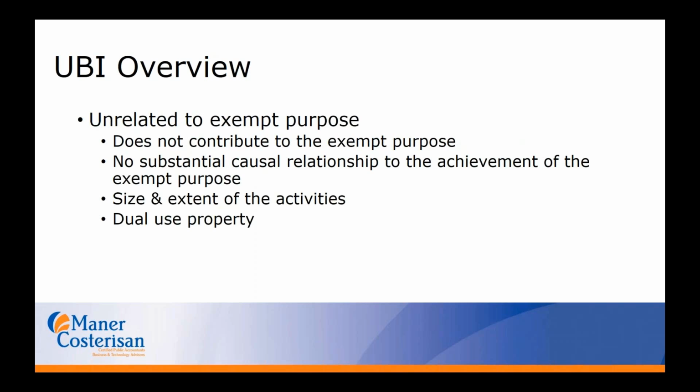The next part of the test is to make sure that, for the activity to be UBI, it's unrelated to your exempt purpose. In this case, it does not contribute to your exempt purpose, and there's no substantial causal relationship to the achievement of the exempt purpose. You can get pretty creative with this test. Even if you've failed the other two tests and you don't want UBI, you could get pretty creative with this test. I'll give a couple of examples.